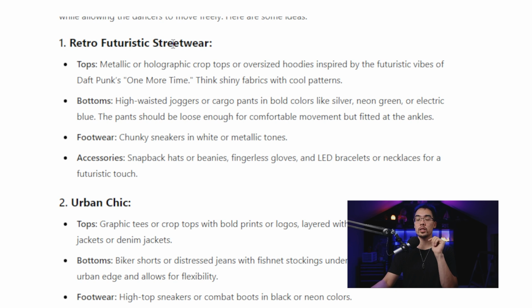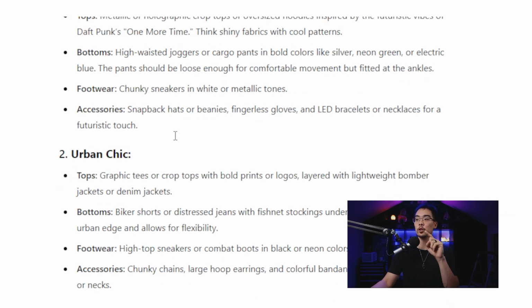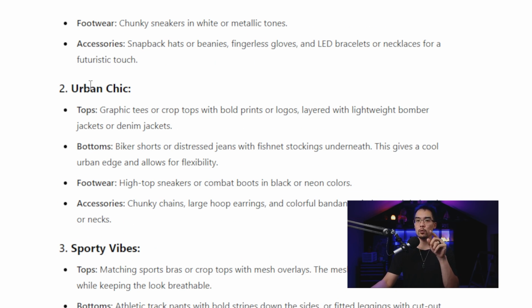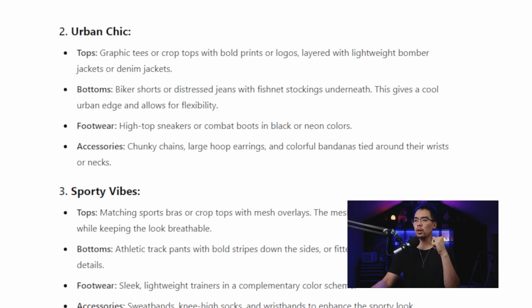said retro futuristic streetwear for this first one, because I think that's definitely influenced by the fact that I used Daft Punk. Versus urban chic is, I would say, would fit more with the second song, Work, or even the third song, Lean Back. And then these 2 are like, I would say a little more generic, not necessarily matching a specific song. Sporty vibes maybe could be Work.